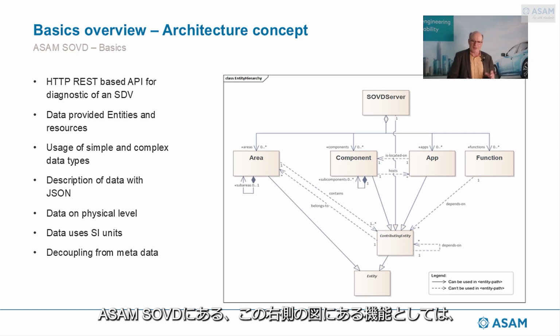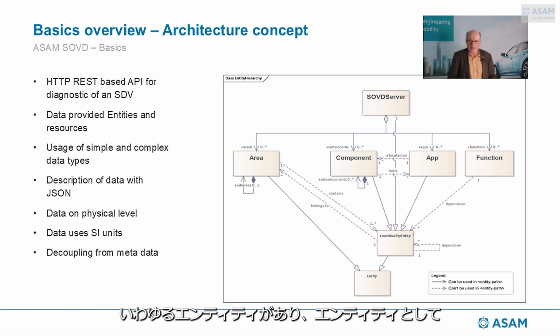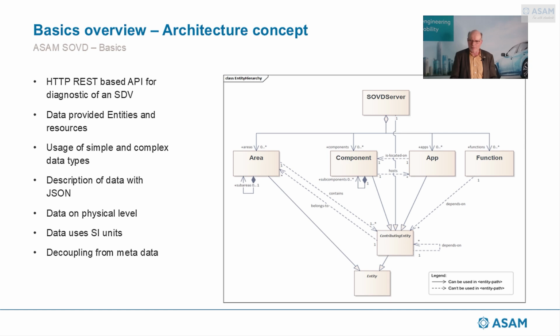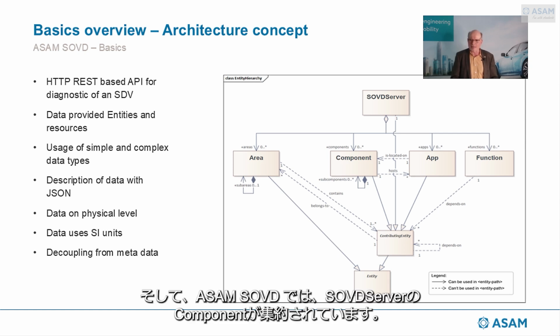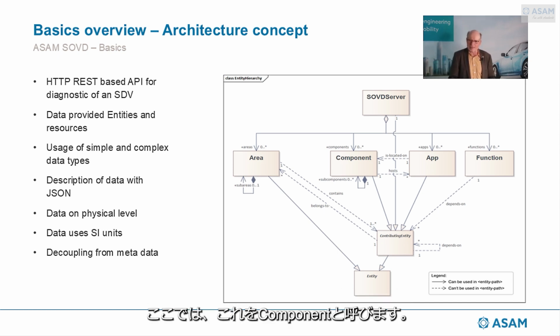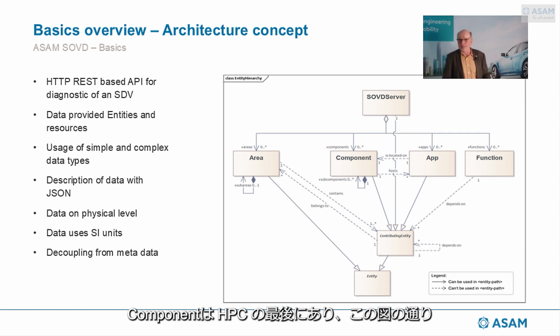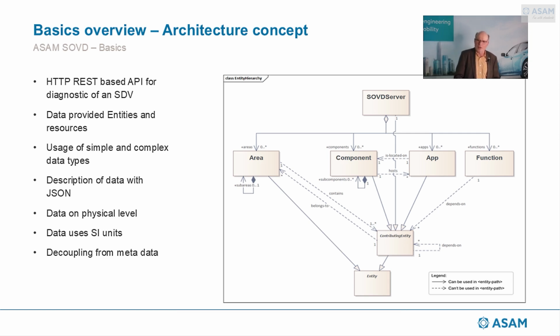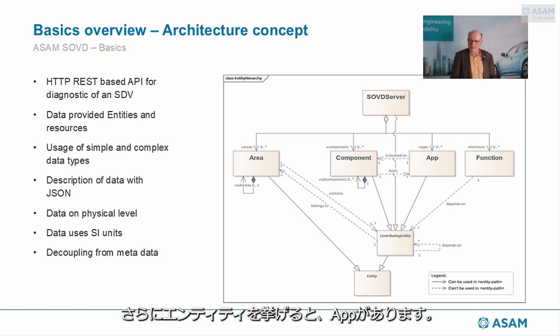ASAM has distributed the functionality in such a way that you see here. We have so-called entities. And we have as entity the SOVD server, which is more or less the entry point. And then we have in this SOVD server components. A component, you can also say it's a device, but we do not want to use the term device, so we call it component. A component is at the end an HPC or an ECU, and the component, like you see it here, has subcomponents. Another view on this is an app.